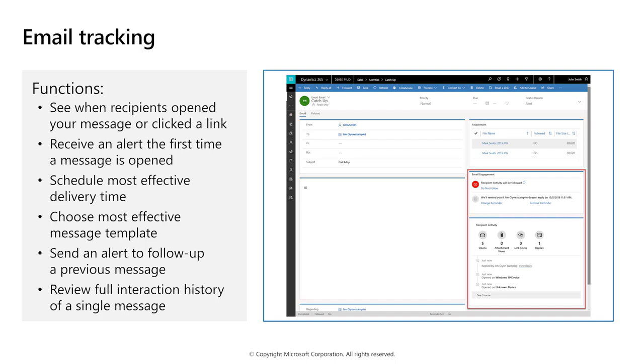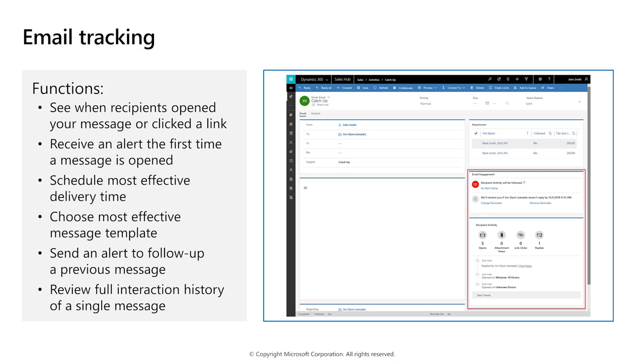We can schedule the most effective delivery time and receive advice on the best times based on the recipient's time zone, rather than your email arriving to your customer where it may get buried in other email deliveries. It can be done at a time when it's most likely to get noticed. We can choose the most effective message template, which recommends based on your organization's previous email interaction history. The AI will make the best suggestion based on what has happened in the past.